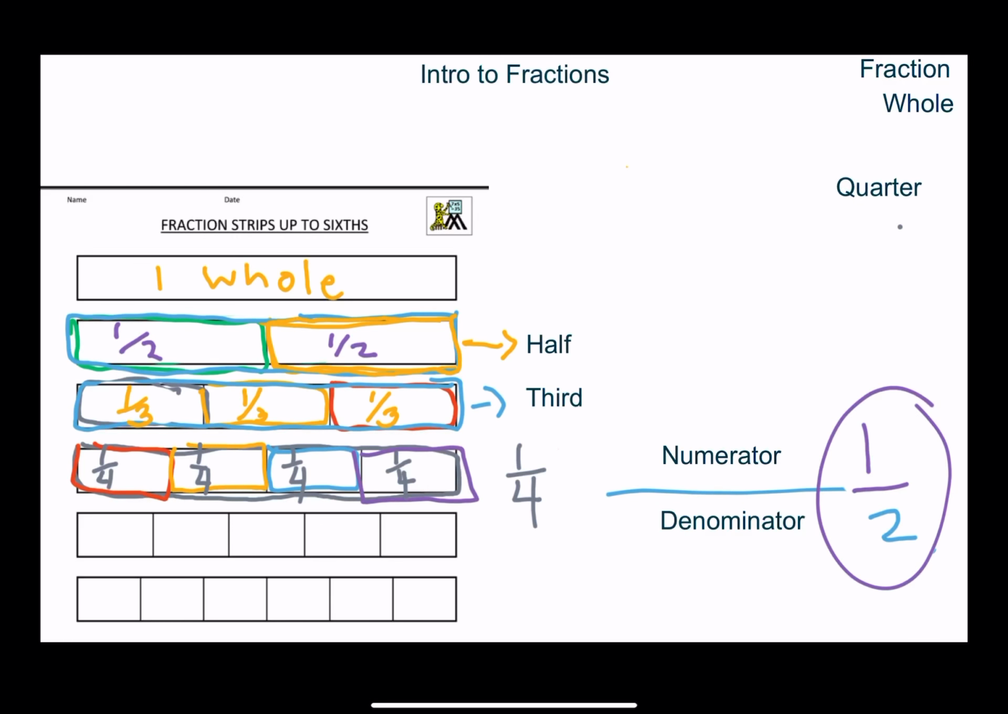Fourths can also sometimes be called a quarter because there's 4 quarters in one whole dollar. Try to do the next 2 on your own. Tell me how many pieces there are all together, and then tell me which each one of these pieces will be labeled. Remember, the bottom number is how many total parts, and the top number we're going to be using is just one of these parts.